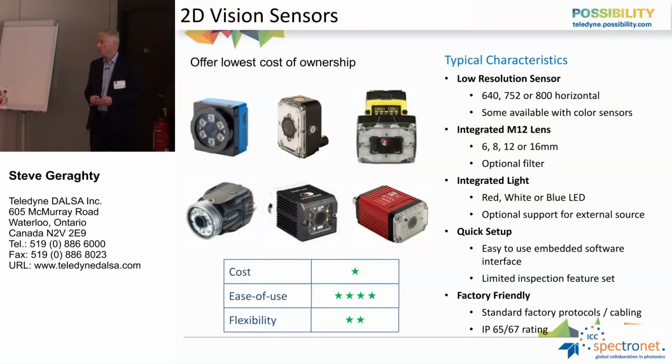But they're generally well priced. They are typically in the 800 to 1200 euro range. So it's a nice solution if you have low quantity.